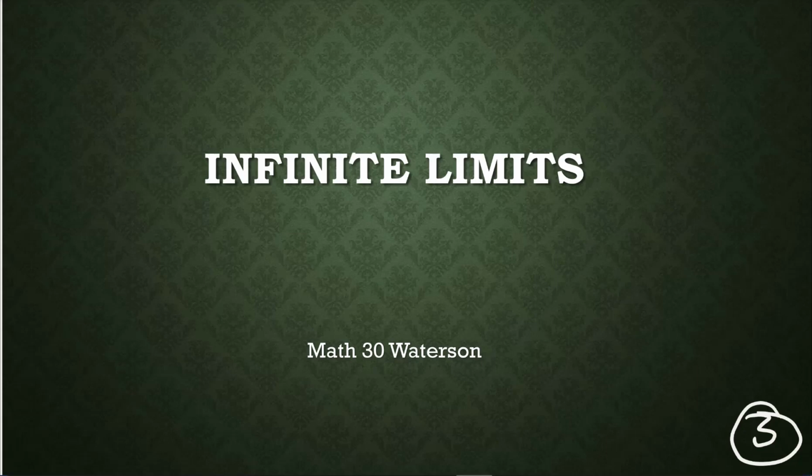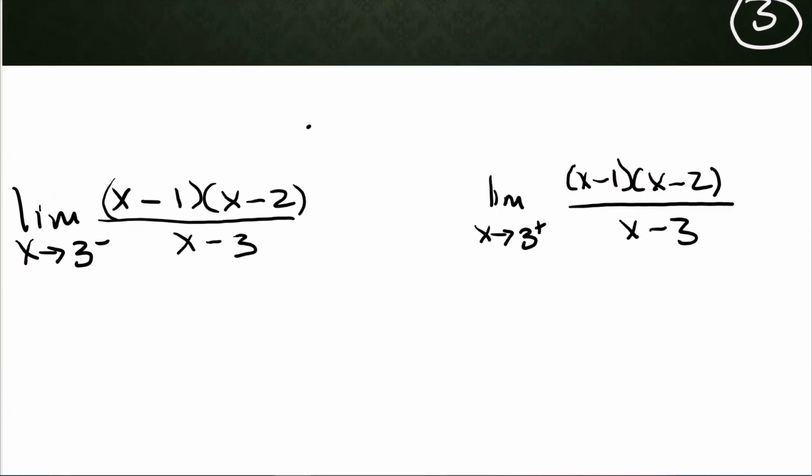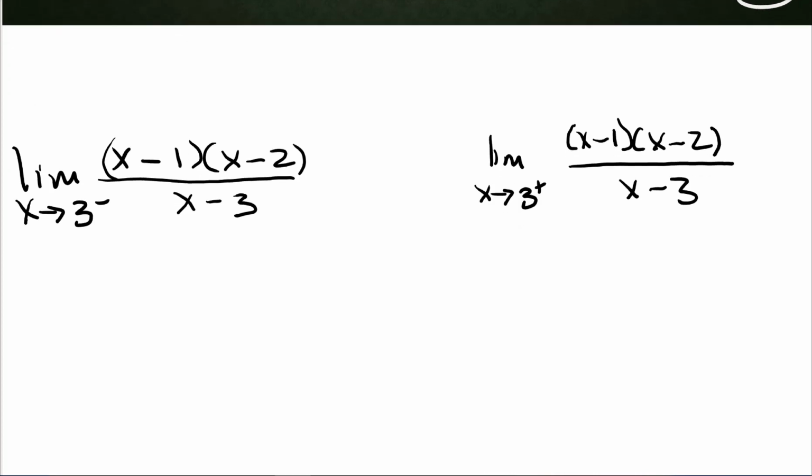All right, now let's get into some trickier stuff. So, here we are. Let's go. So I've got two limits in here. One limit is x tending towards 3 from the left. One limit is x tending towards 3 from the right. So we have ourselves a function. They're the same function. Same one for both.